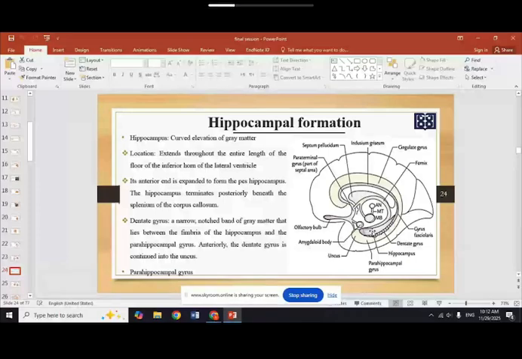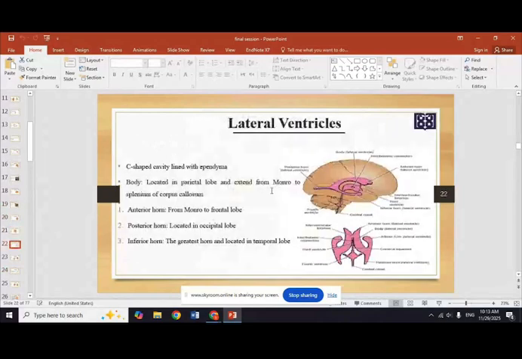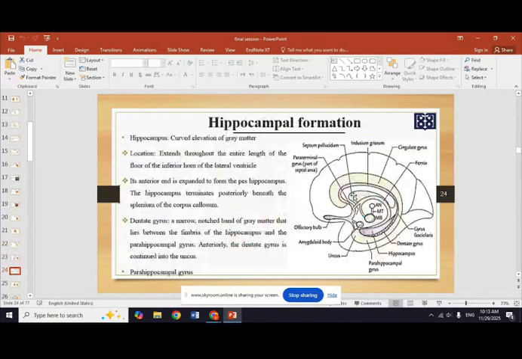At first, you must know the location of the hippocampus. Where is the location of the hippocampus? The hippocampus extends in the floor of the inferior horn of the lateral ventricle. Look here. This is the view of the lateral ventricle. I told you before in the previous session, we have the anterior horn, the body, the posterior horn, and also the inferior horn of the lateral ventricle. The hippocampus is located in the floor of the inferior horn of the lateral ventricle. So that is the location of the hippocampus.